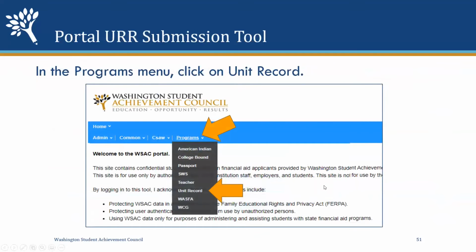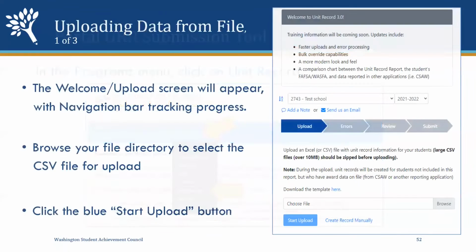All right, once you're actually in the portal, under Programs, click the drop down and select the unit record. You'll see a different welcome screen than you're used to seeing in the past. There is just some quick information that tells you a little bit about some of the changes that you'll see, but it does have a different look and feel.